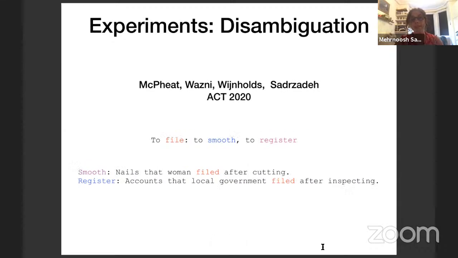In ACL, we extended these models to sentences with parasitic gap phrases. So you have 'nails that woman filed after cutting'.